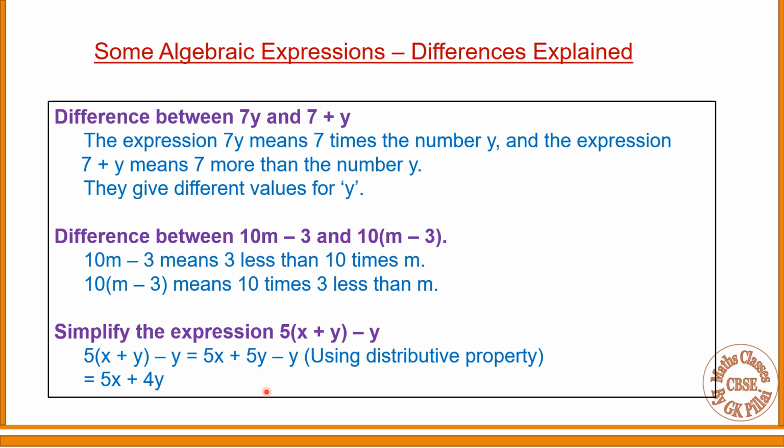Another one, simplify the expression, this one. 5 into x plus y minus y means you just open the bracket, 5x plus 5y minus y. And 5y and y, you can simplify it further as 4y. This is using distributive property.